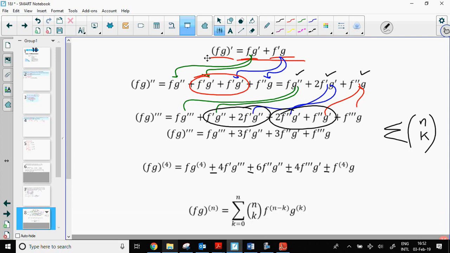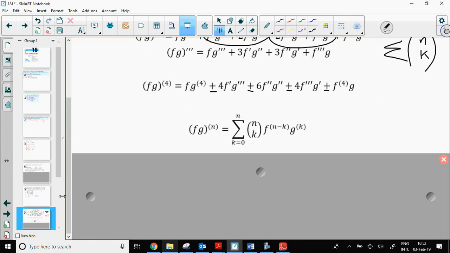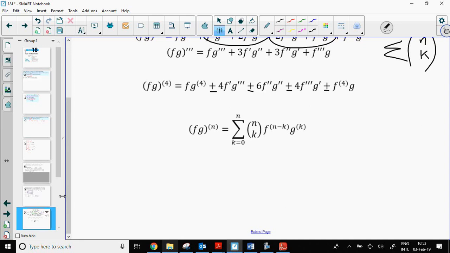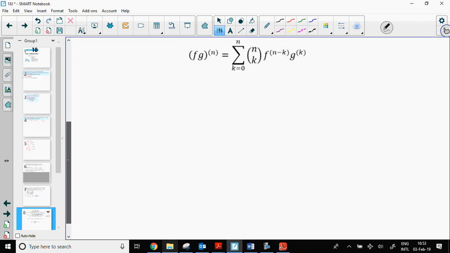Ta-da! So the nth derivative of f times g is equal to the sum for k equal to 0 to n of n choose k times the n minus kth derivative of f times the kth derivative of g. That's a lot. Let's try just the first two to make sure that this actually works.